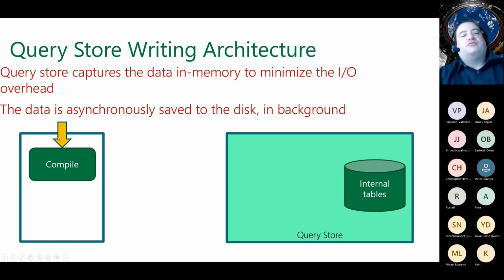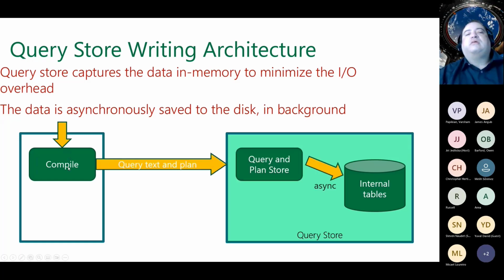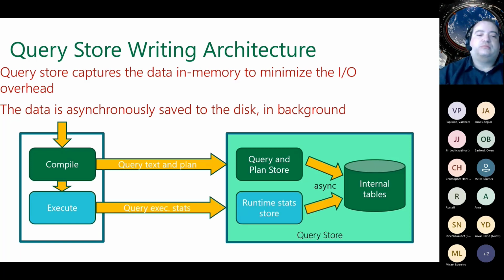So when a query arrives at the server, the query is compiled. Then during the compilation, the query text and query plan are saved, initially in memory and then asynchronously saved to the disk. Then we have the execution. The execution captures the execution statistics, runtime statistics, and once again, this information is captured in memory and at regular intervals, which are configurable, we save the information in internal tables inside the database.